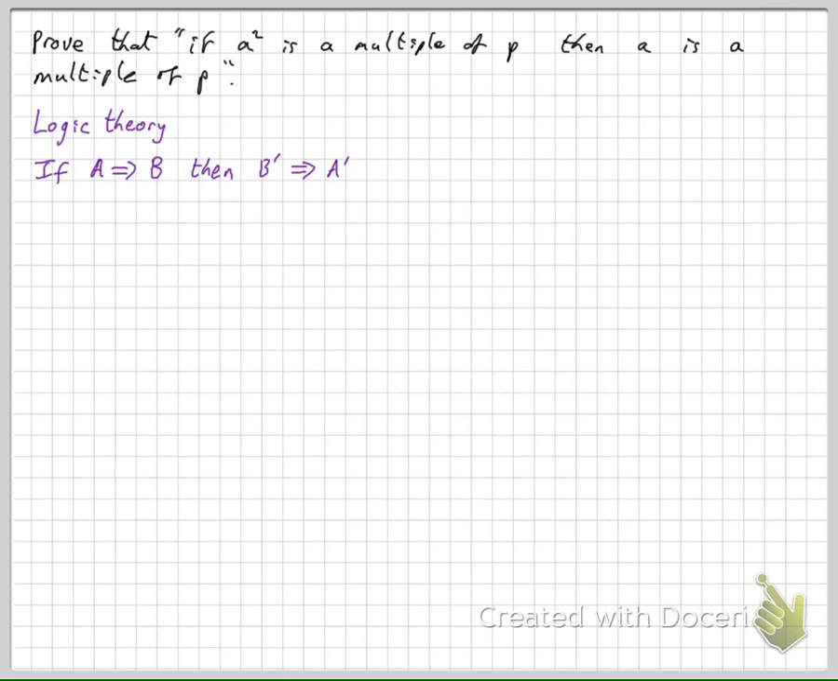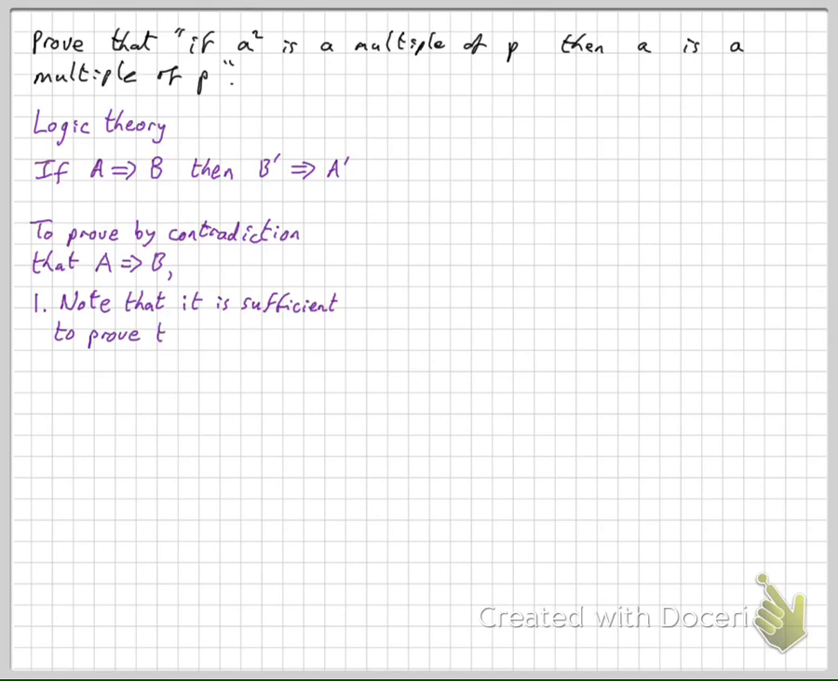Well, if you're trying to prove that A implies B by contradiction, the trick, firstly, is to note that it is sufficient to prove that B complement implies A complement, just using this statement up here. That's accepted logic theory. So if you're trying to prove that A implies B, then it's sufficient to prove that B complement implies A complement. We then assume the opposite of this, i.e. that B complement implies A instead of A complement.